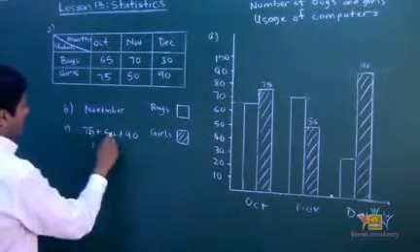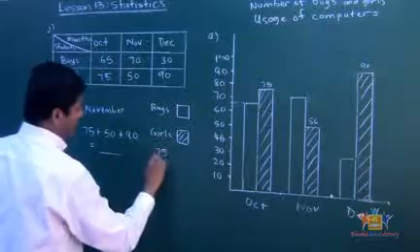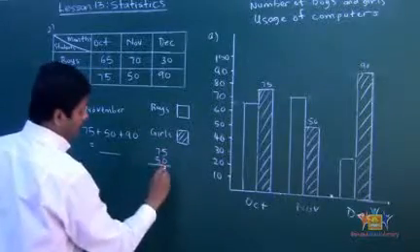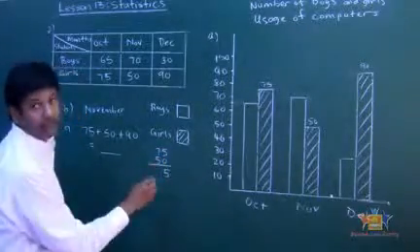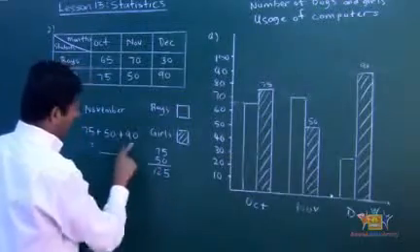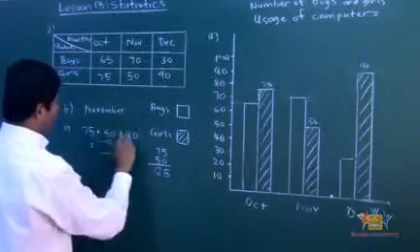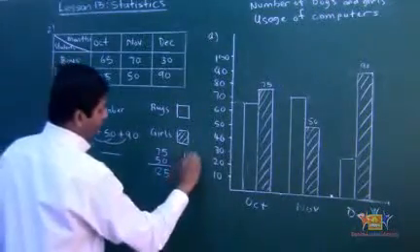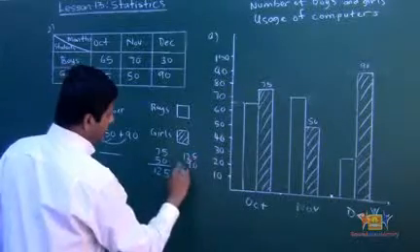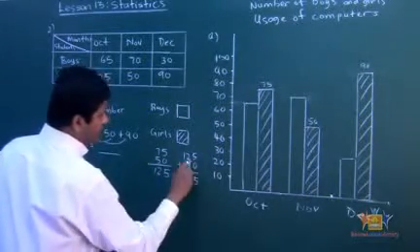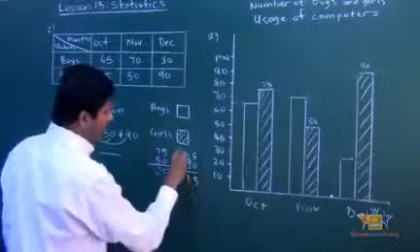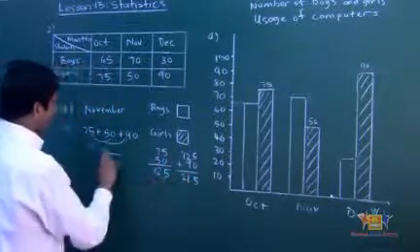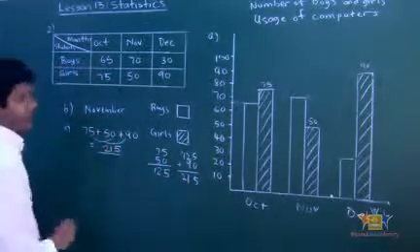So 75 plus 50, let's line it up. 5 plus 0 is 5, 7 plus 5 is 12. Then we add that to 90, using the pairing method. So 125 plus 90: 5 plus 0 is 5, 2 plus 9 is 11, write 1 and carry 1, 1 plus 1 is 2, so it's 215 students.